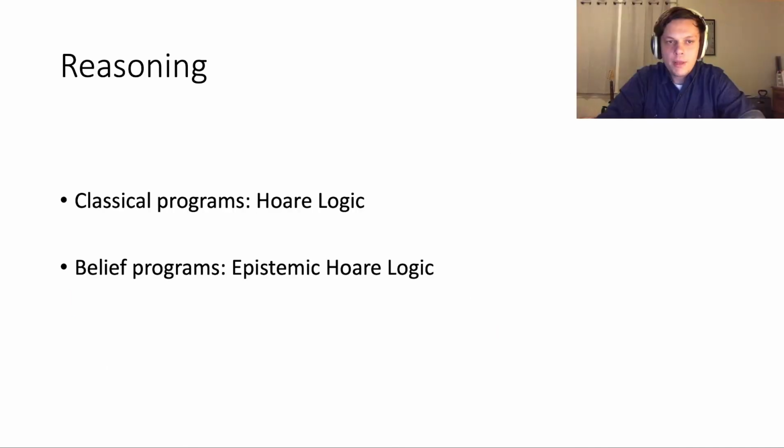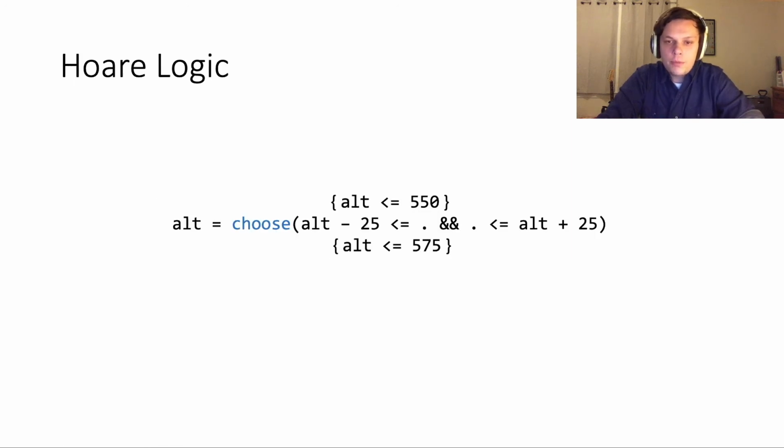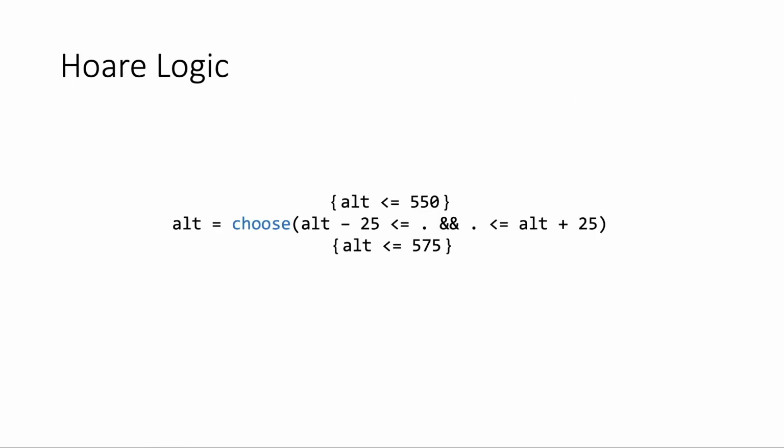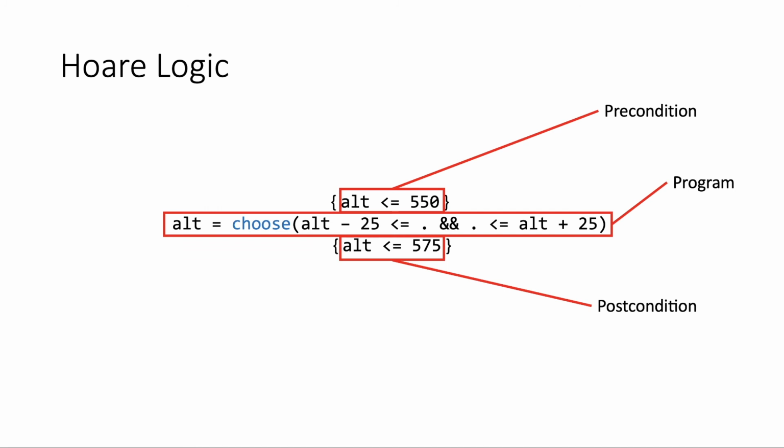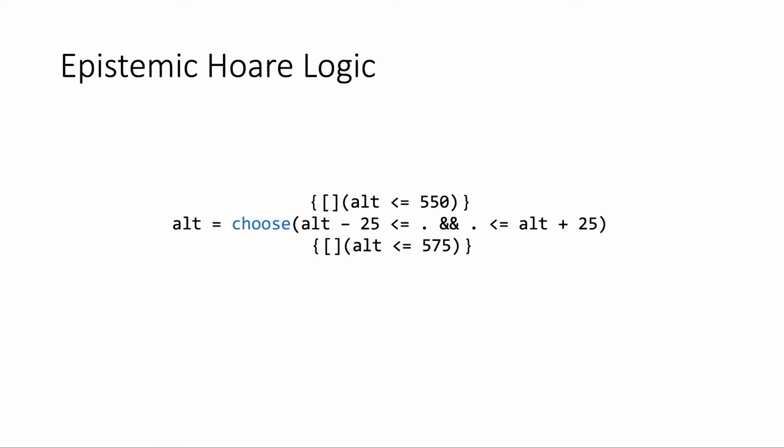So now I want to explain how we can reason about belief programs using epistemic Hoare logic. And I want to do so by comparison to how we reason about classical programs using Hoare logic. With Hoare logic, we have statements that look like this. We have a precondition, a program, and a postcondition. And the meaning is that if we start off in an environment that satisfies the precondition and execute the program, we should end up in an environment that satisfies the postcondition. Similarly, with epistemic Hoare logic, we have statements like these.